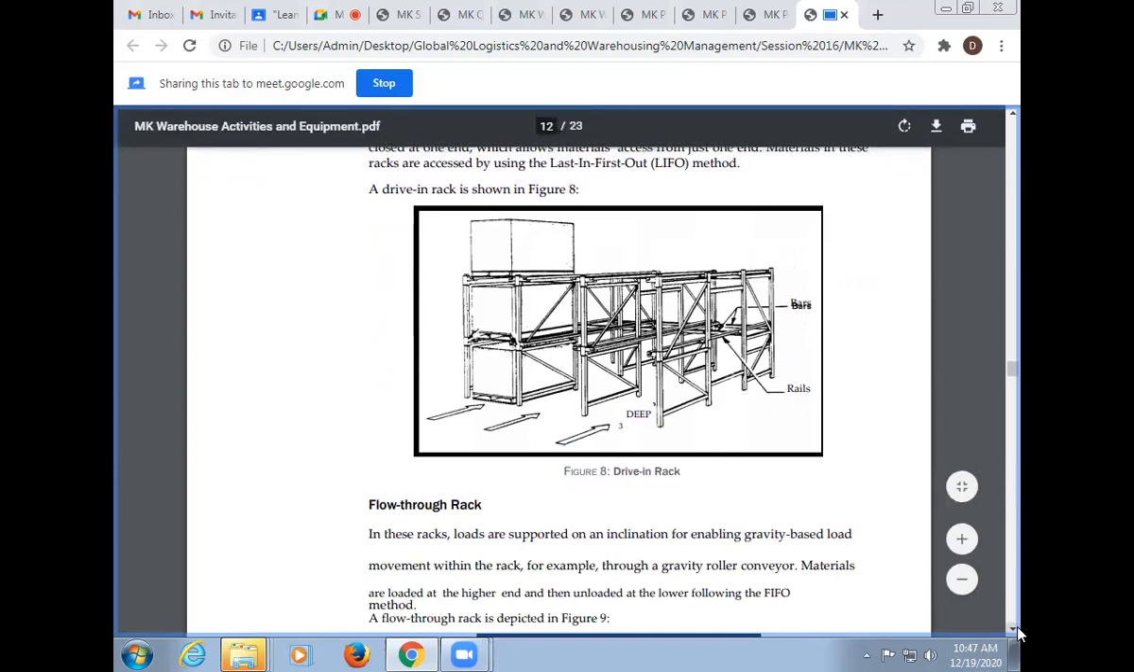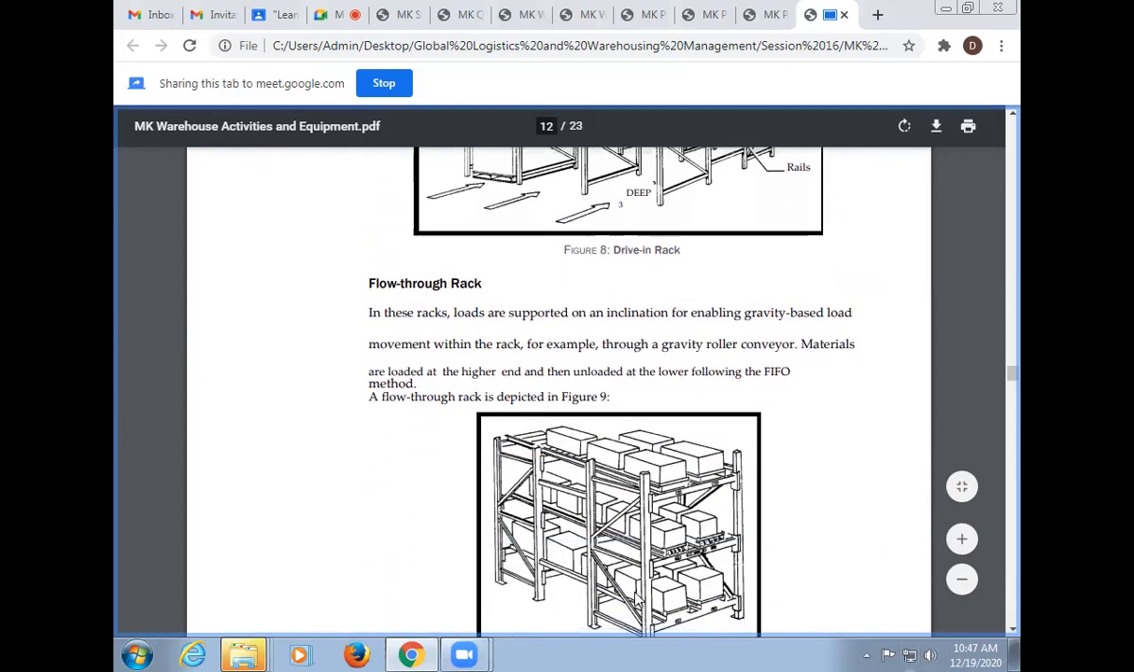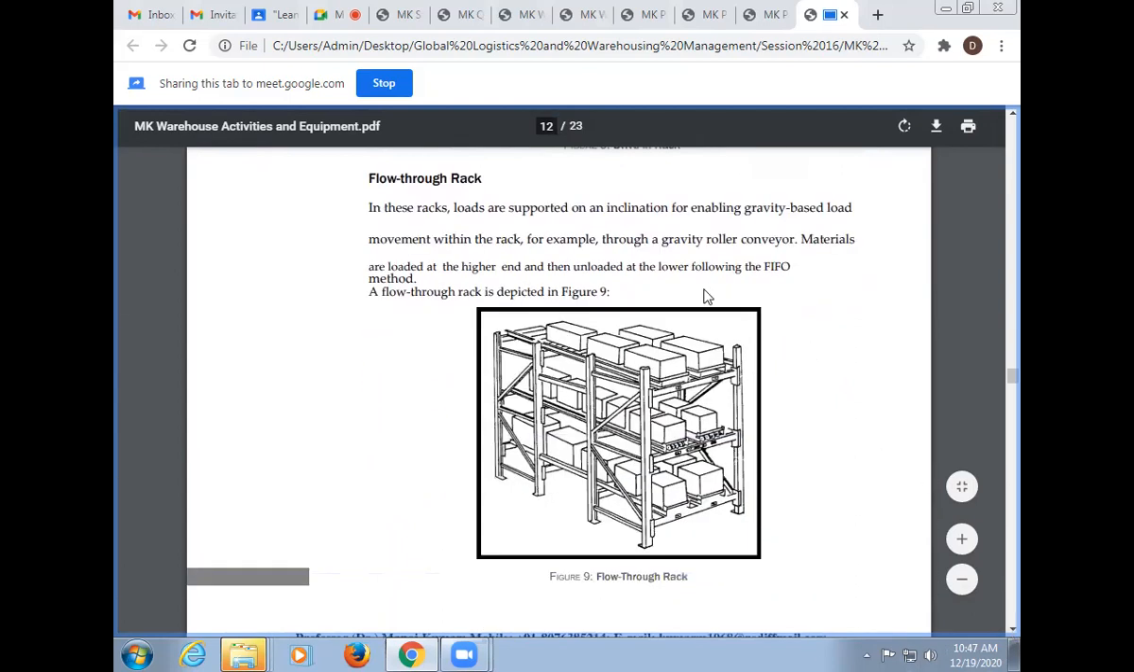Flow-through rack. In this rack, loads are supported on an inclination for enabling gravity-based load movement within the rack. For example, through a gravity roller conveyor, materials are loaded at the higher end and then unloaded at the lower end, following the FIFO method. A flow-through rack is depicted in the figure.